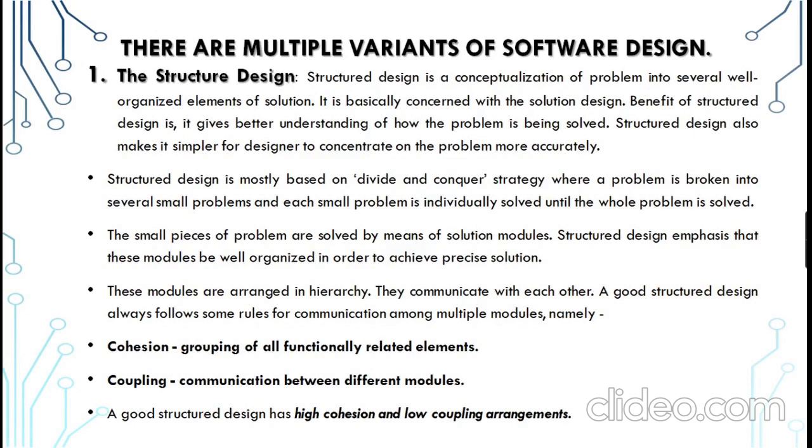There are multiple variants of software design. So there are three variants of software design. Number one is the structured design. Number two is the function oriented design. And the third is the object oriented design.